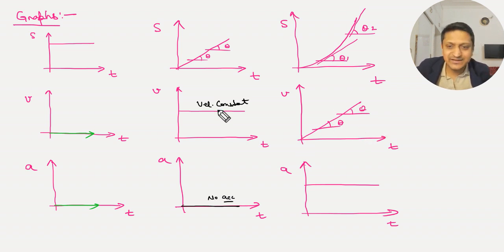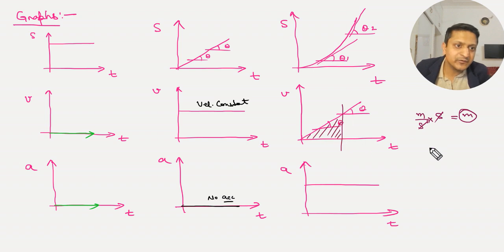Now we will see what happens with the area under the curve. If you take the area under the curve for v-t, v means meter per second and time means second. So second and second cancel out, and we are left with meter. It means the area under the curve for v-t will give you displacement.